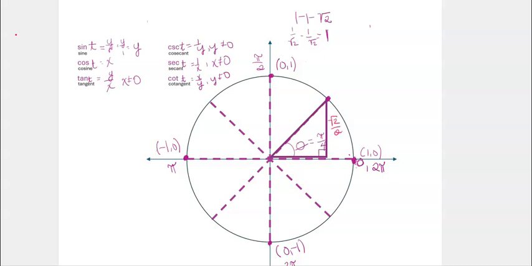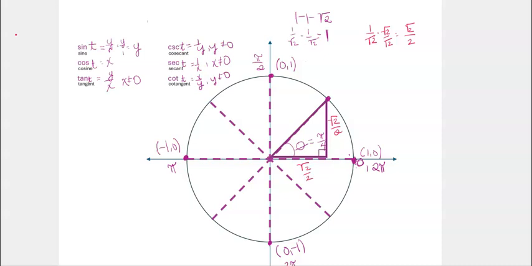Remember, 1 divided by the square root of 2. If I rationalize the denominator, I multiply both the numerator and the denominator by the square root of 2, which is really multiplying by 1. So I get square root of 2 on the numerator, and square root of 2 times the square root of 2 gives me 2. So that means that this leg is square root of 2 over 2, and this leg is square root of 2 over 2.